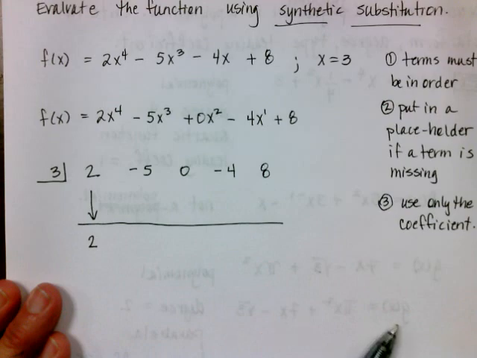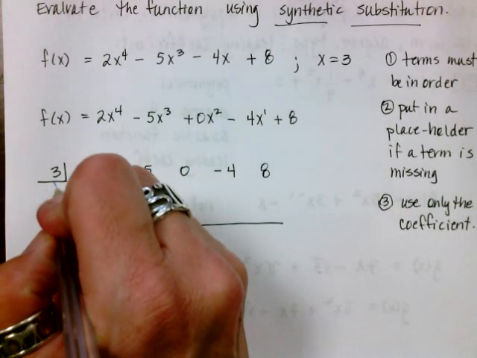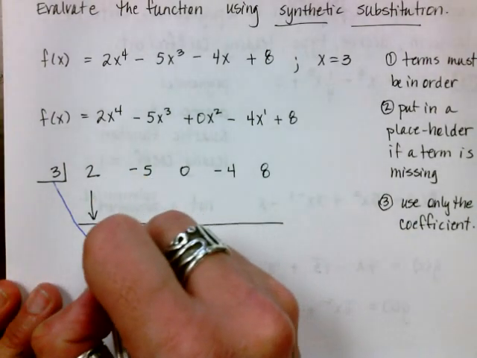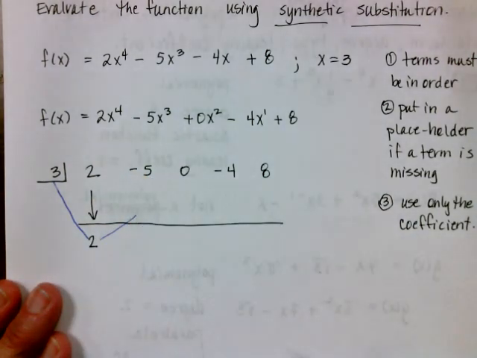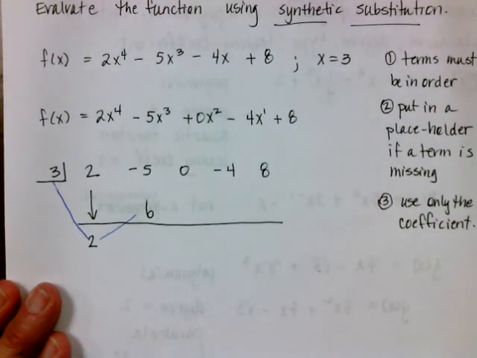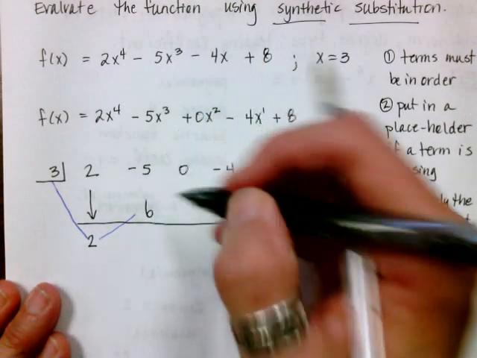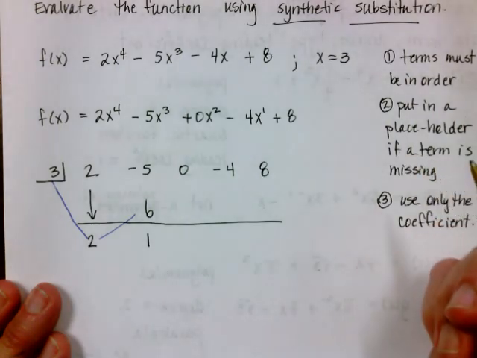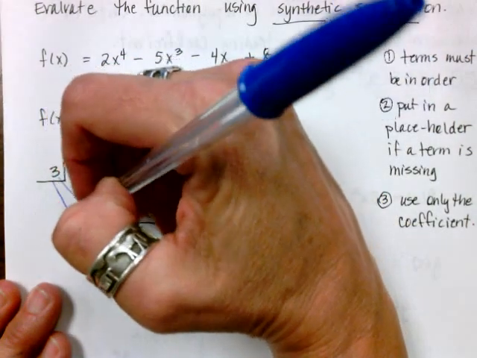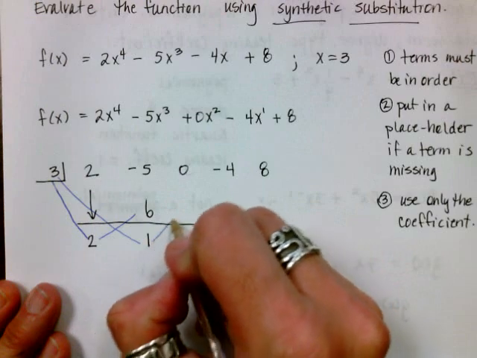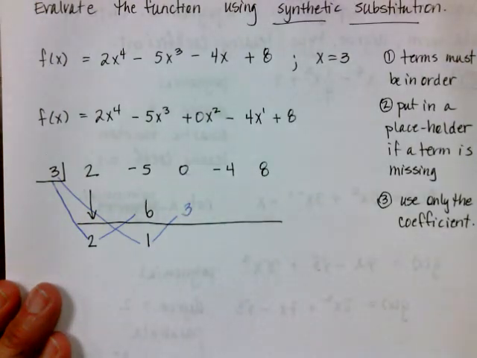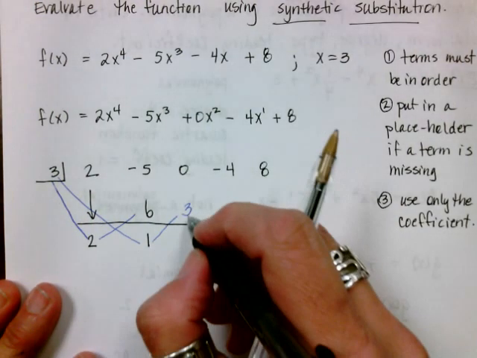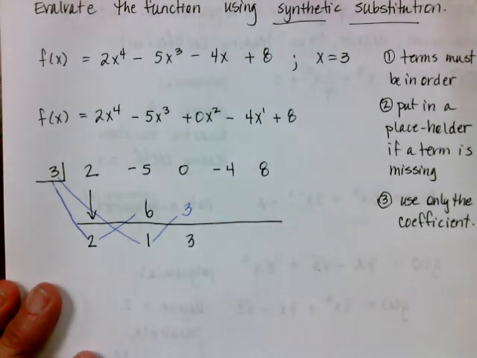So now's when I'm going to use my two different color pens so you can kind of see what I'm doing. I'm going to multiply the 3 times the 2, and I'm going to write it right there. So 3 times 2 is 6, and then I'm going to add. So 6 minus 5 is 1. Okay? Now I'm going to multiply the 3 times the 1, and I'm going to write it right there. And then I'm going to add. 3 plus 0 is 3.